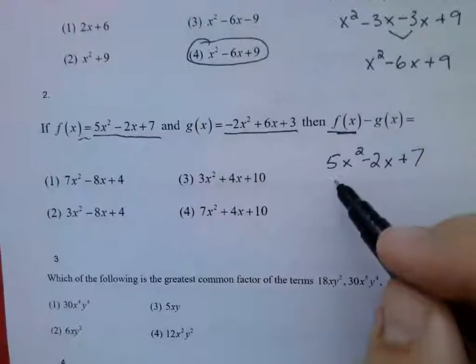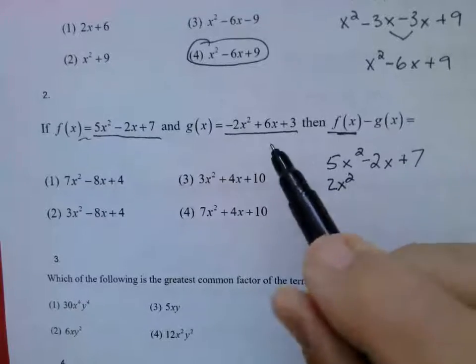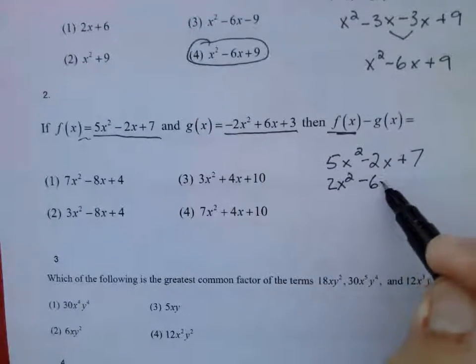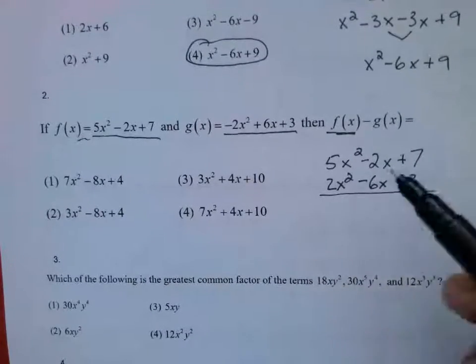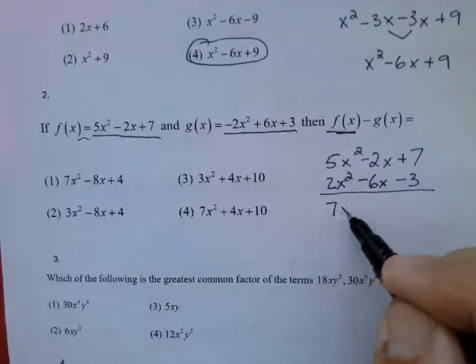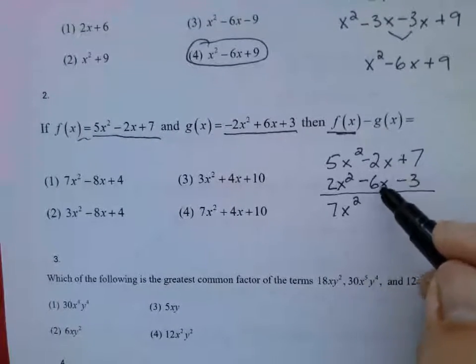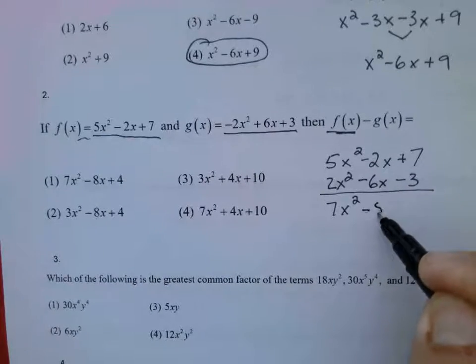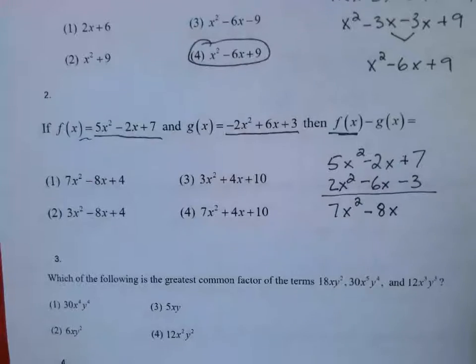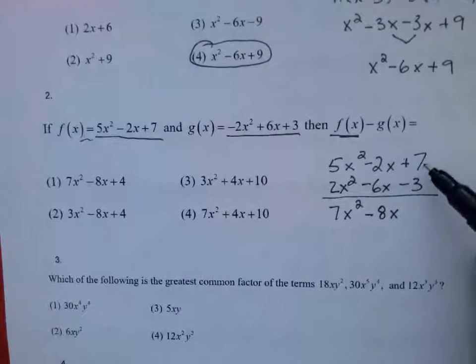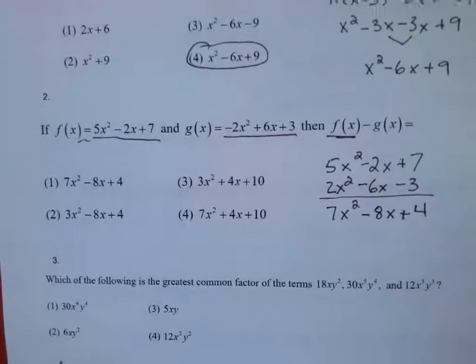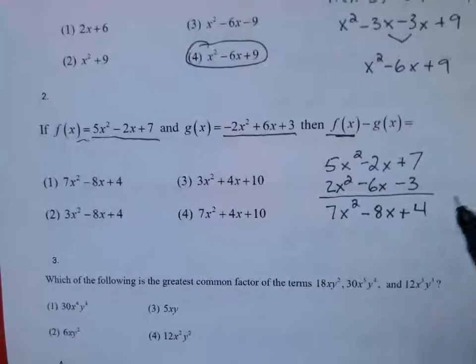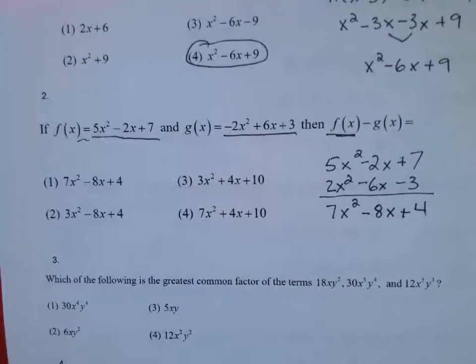So this is negative 2x squared, it's going to be plus 2x squared over here. Plus 6x becomes minus 6x. Plus 3 becomes minus 3. Then we can add the like terms together. 5 plus 2 is 7x squared. Negative 2x plus negative 6x becomes negative 8x. And positive 7 minus 3 is plus 4. Okay? So we get 7x squared minus 8x plus 4, which is choice number 1.